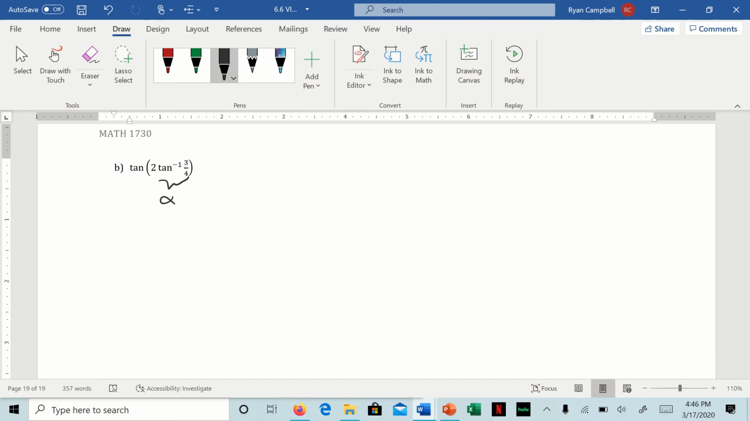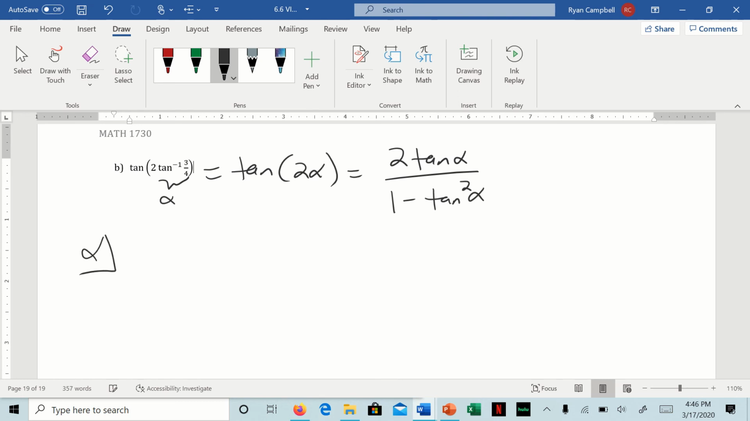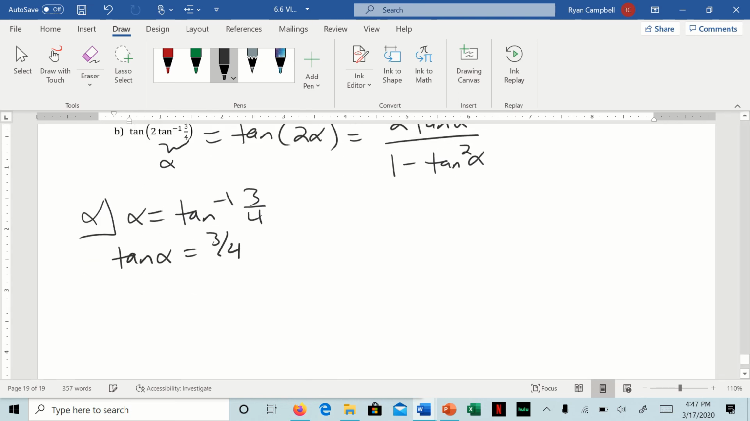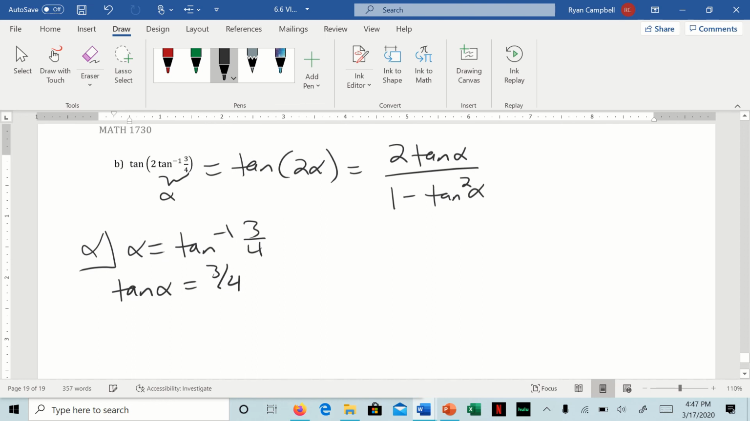There we go. All right. We can say that that's alpha. So we have tangent of 2 alpha. So if we go back to our equations that were given, the double angle formula, that's going to be 2 times the tangent of alpha over 1 minus tangent squared of alpha. So now all we need to figure out was tangent, and we're done. So we said that alpha is going to be the inverse tangent of 3/4. So if we do our mumbo jumbo, make it a little easier for us to see, that means the tangent of alpha is 3/4. And that's actually all we need to do.